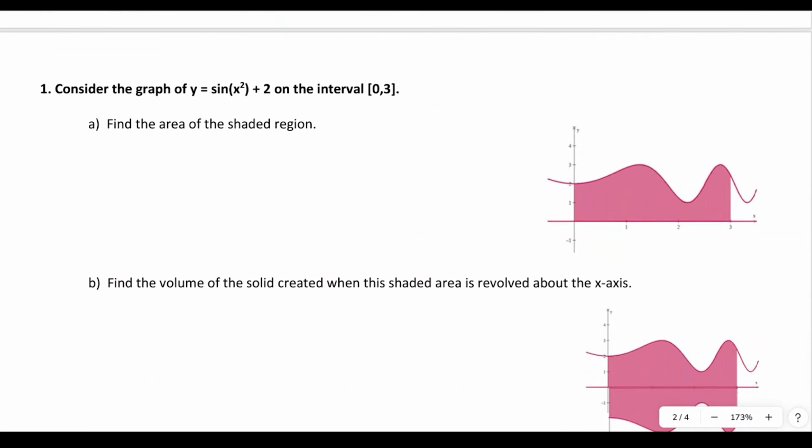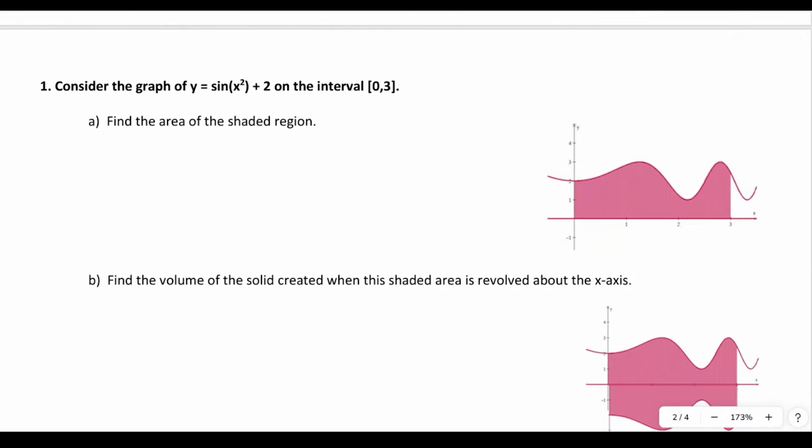All right, let's take a look at another one. It says, consider the graph of y equals sine of x squared plus 2 on the interval 0 to 3. The first question is simply asking for the area under the curve. This is old stuff, y'all. We know how to do this. The integral from 0 to 3 of sine of x squared plus 2, all that times dx. You just set up a definite integral.